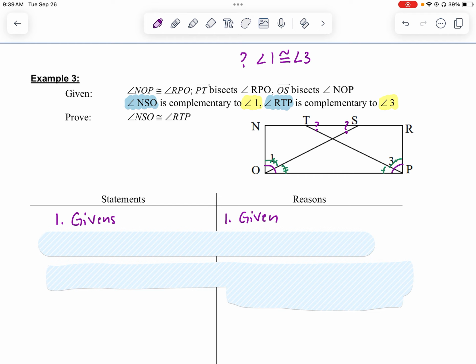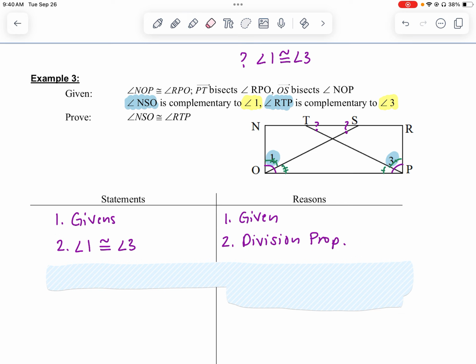Well, let's look at this. What do we know? Where is angle 1? Angle 1 is right here. Angle 3 is right here. They are both a part of the two bisected angles, the two bisected angles that are congruent. So this makes me think of the division property. The division property says if I have two angles that are congruent, they are both bisected and both divided in half, their halves should be congruent. And so we can prove angle 1 congruent to angle 3 by the division property. We can do that here.